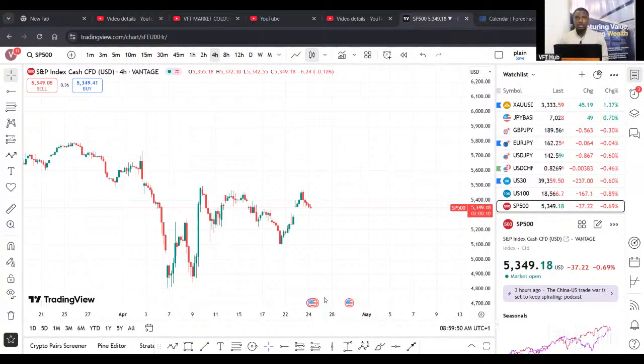Until we meet by 2 p.m., ensure you use proper risk management. If you don't see your setup, don't take any trade, like we always say. If it's not obvious, it is dubious.